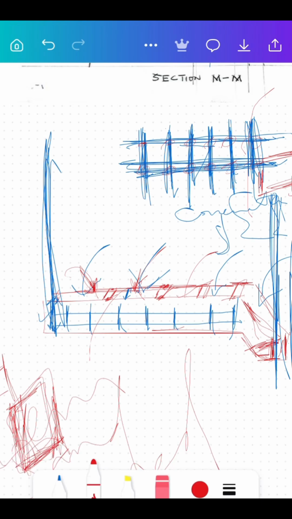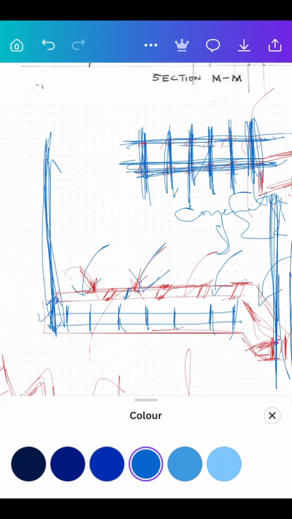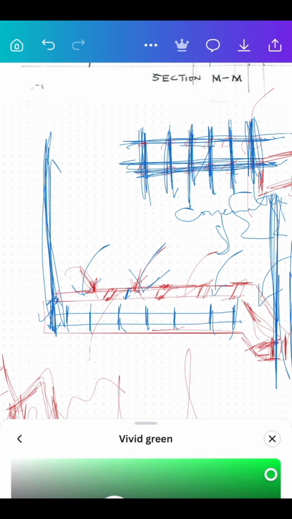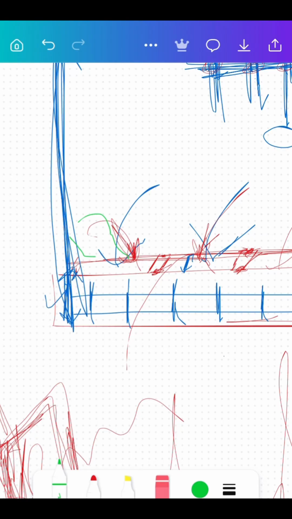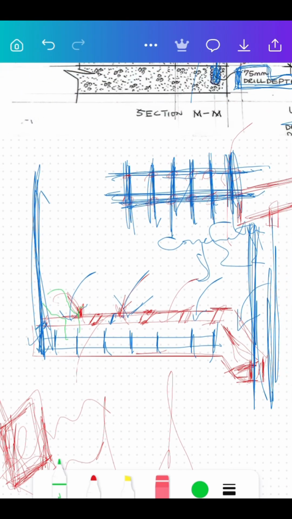I'm thinking I should use another color to represent the concrete. Let me use green. So they start pouring the concrete in. The concrete is being poured in, and little by little, the formwork is getting filled with concrete.